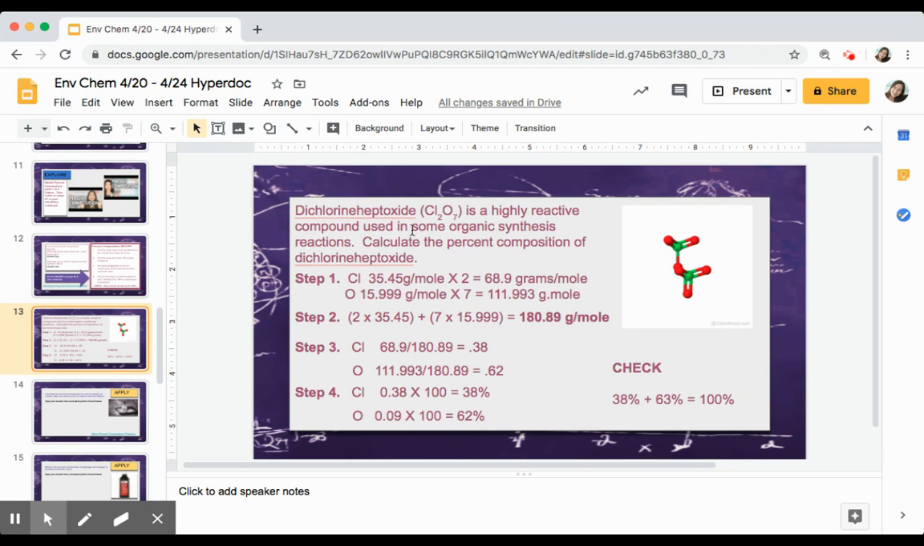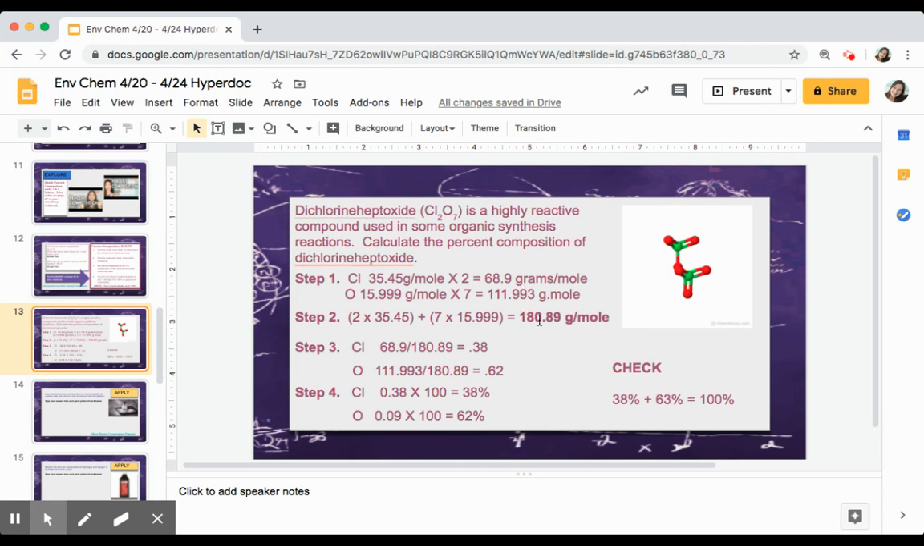There are two Cl's, so we find the atomic weight off the periodic chart for Cl, multiplied by 2, and get 70.9. There's 7 oxygens. Its atomic weight from the periodic table is 15.999, multiplied by 7, right? Because of the subscripts 2 and 7. So for each molecule, there's 2 chlorine atoms and 7 oxygen atoms.